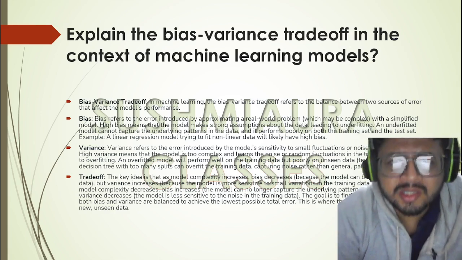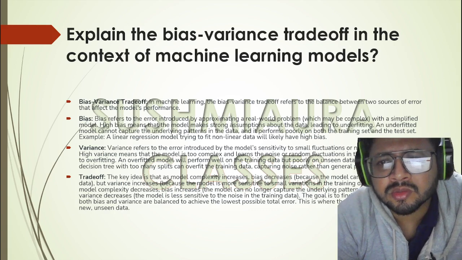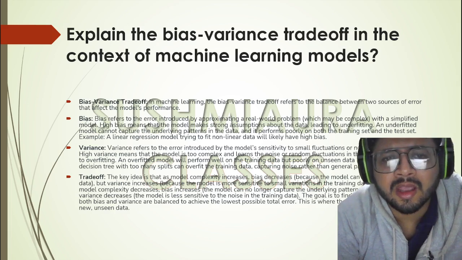In a machine learning model, the bias variance trade-off refers to the balance between the two sources of error that affect the model's performance.